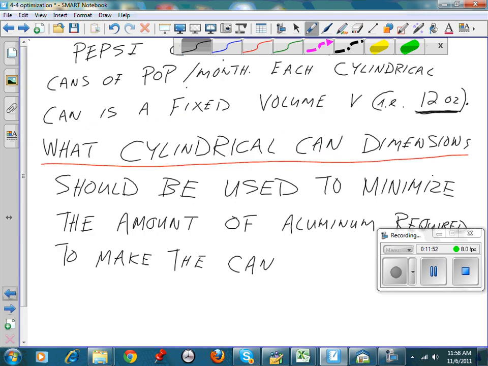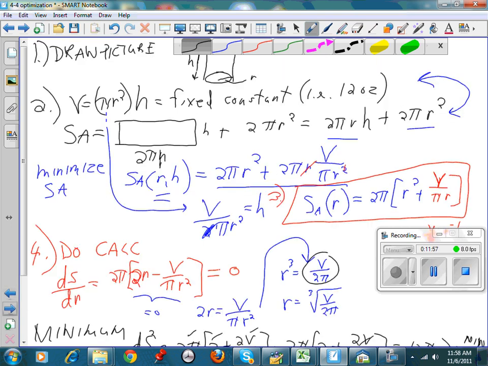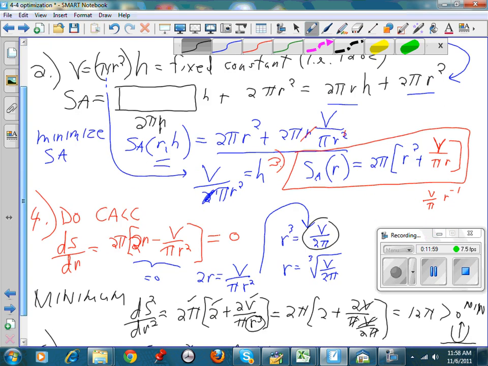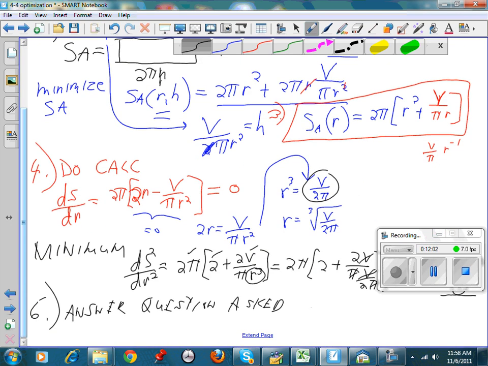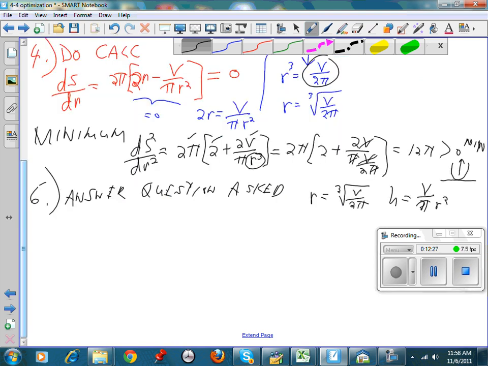Okay, what cylindrical can dimensions should be used? I want to know the dimensions. Okay, well, I've got one of the dimensions. I know r is equal to the cube root of V over 2 pi. What's h equal to, though? H is equal to V over pi r squared. I'm going back up here now, right?